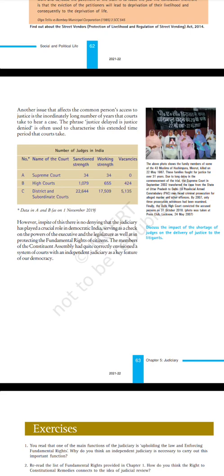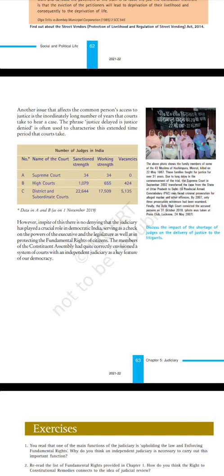Name of the court, sanctioned strength, working strength, vacancies. Supreme Court: 31, 28, vacancies 3. High Courts: sanctioned strength 1,079, working strength 645, vacancies 434. District and Subordinate Courts: sanctioned strength 22,644, working strength 17,509, vacancies 5,135. Data in A and B as on 1st November 2018, C as on 30 September 2018.